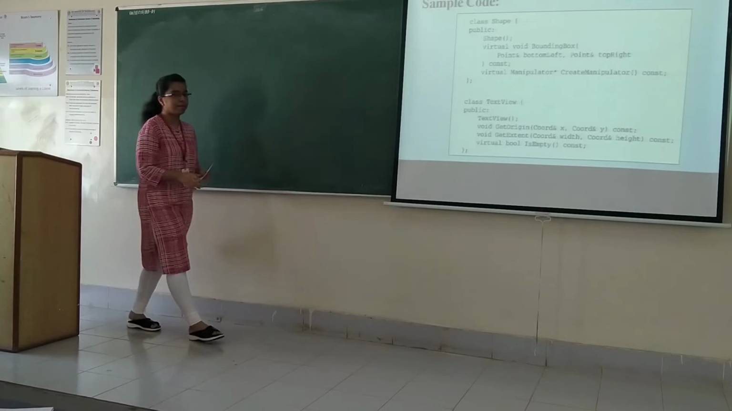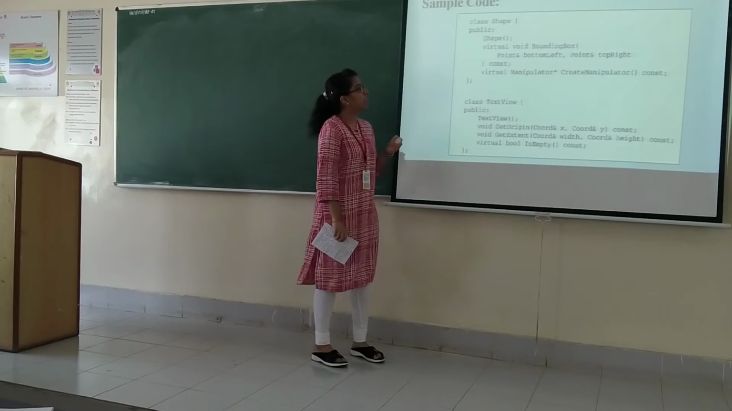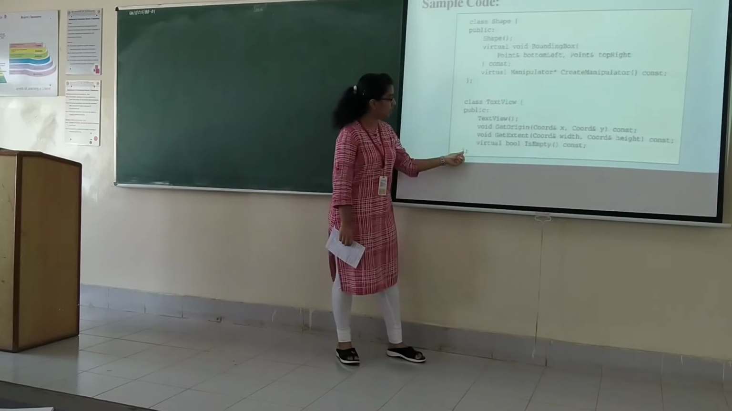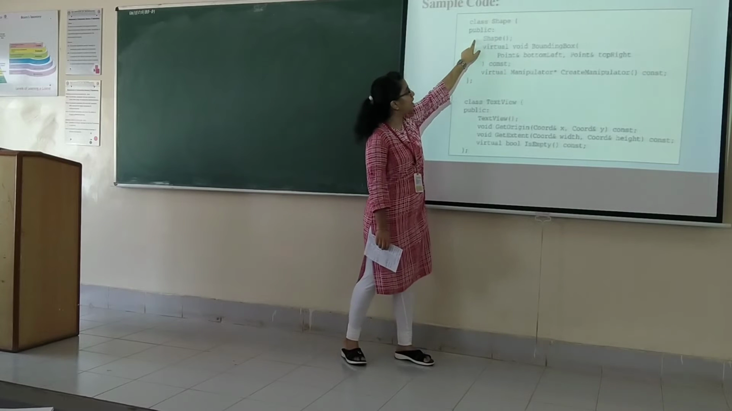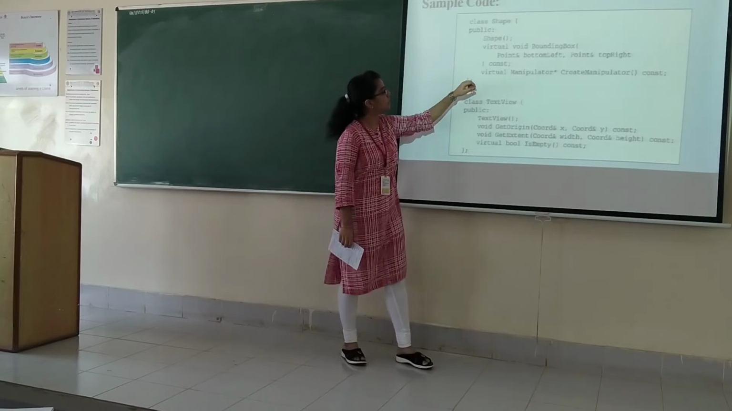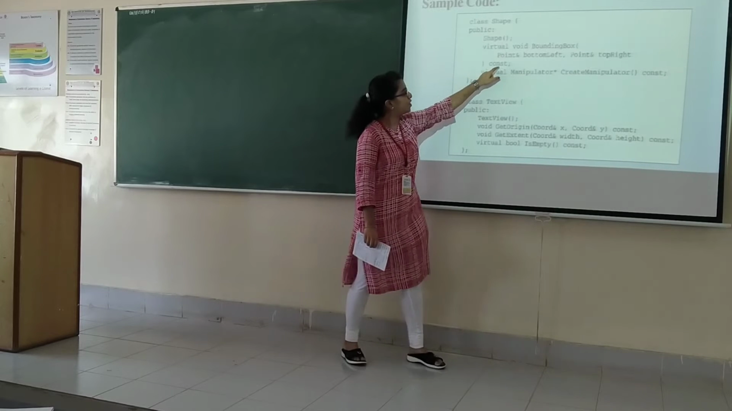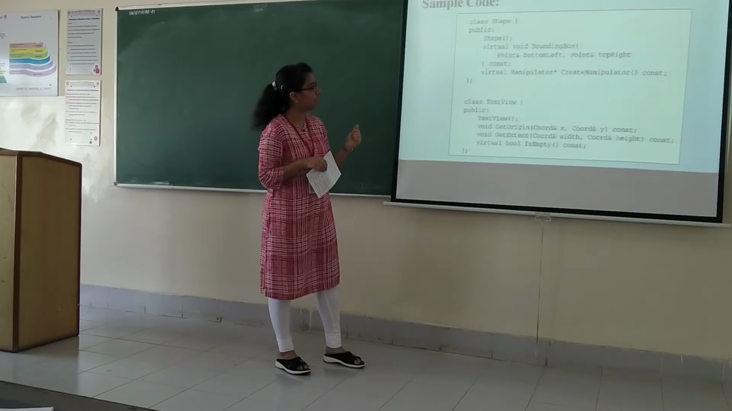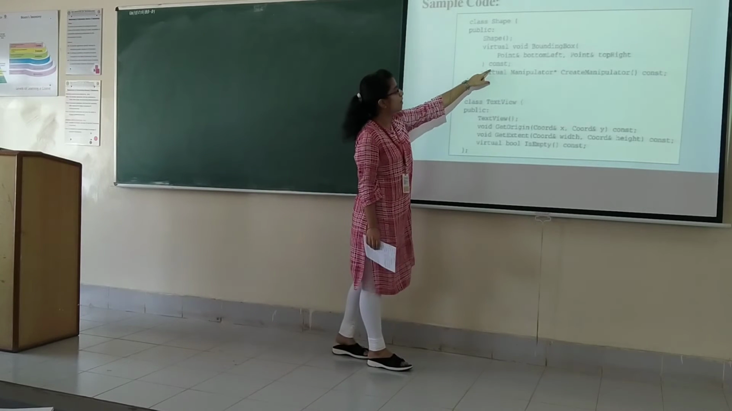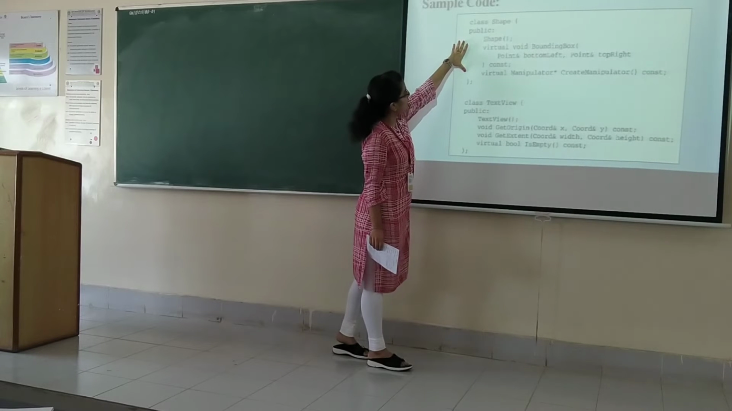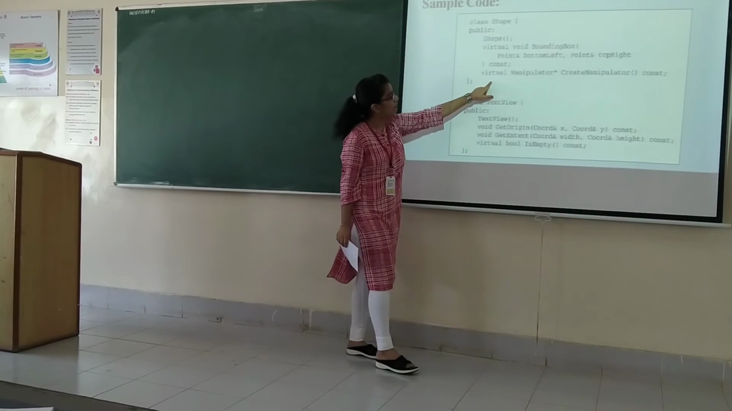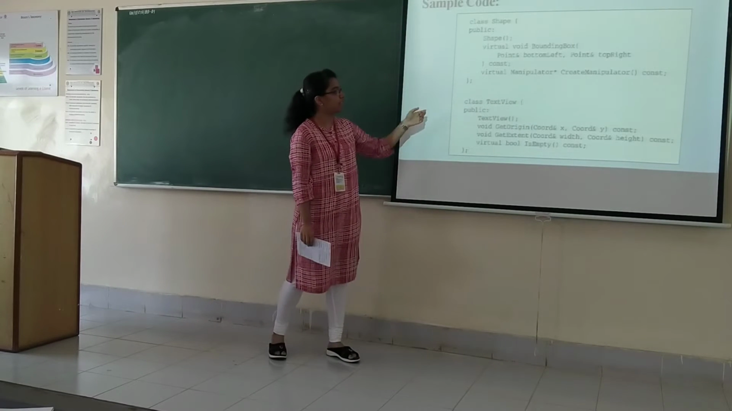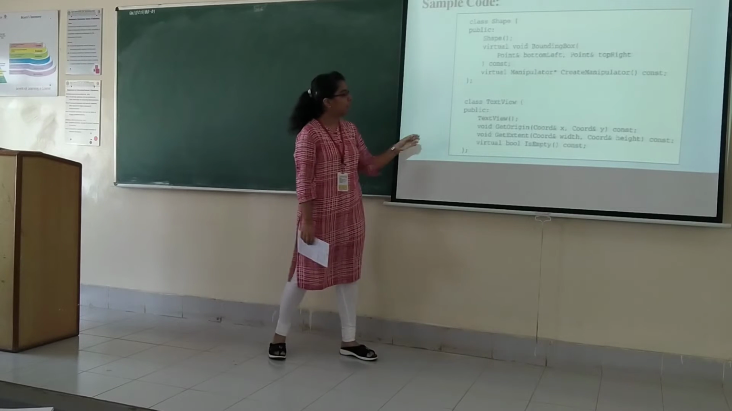Here is a simple code representing the parameterized approach. Here the class opens and here the class closes. The class name is Shape, with a public access specifier, and Shape has a function, virtual void BoundingBox, with a bottom left of Point type and a top right of Point type, and this is of constant type, and virtual Manipulator CreateManipulator. These are all the predefined functions that are used in the class Shape, and this ends the class Shape.